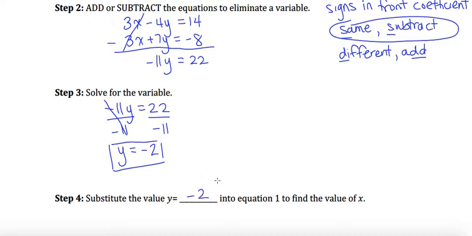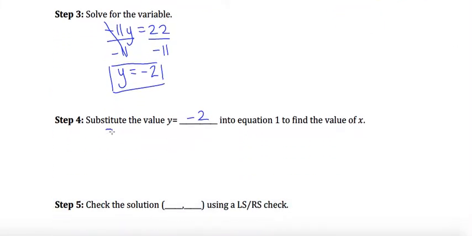Now I'm going to take that value and substitute it into one of the equations from step number 1. It doesn't matter which equation you put it in. You can put it in the first one or the second one. You're going to get the same answer for the value of x regardless of which one you put it into. So you pick whatever one you think is easier. Let's put it into equation 1. So 3x minus 4y is equal to 14.